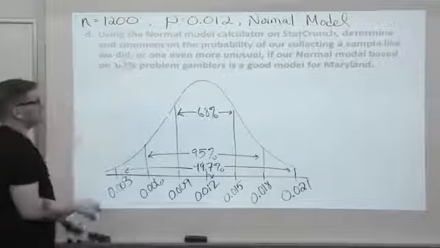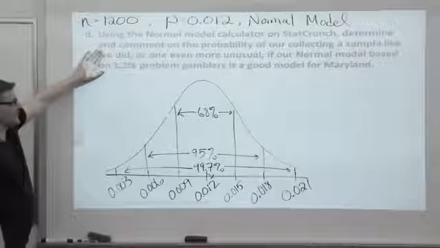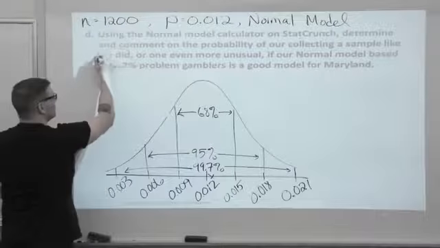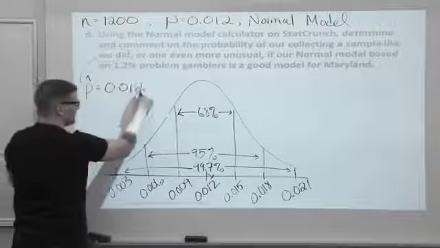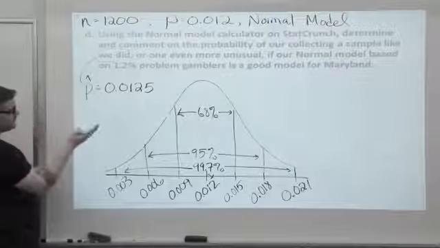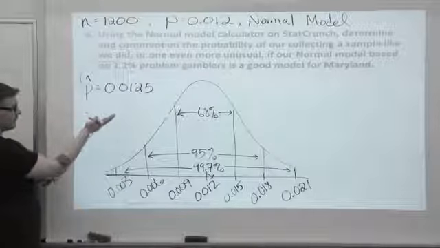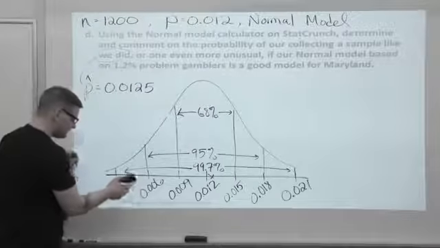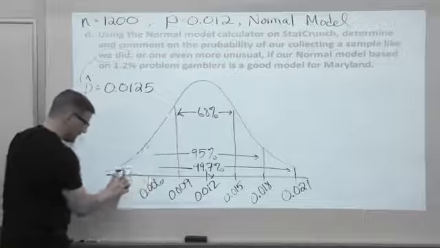Here it is: using the normal model calculator on StatCrunch, determine and comment on the probability of our collecting a sample like we did. What did we do? We did a p hat of 0.0125. That's what we did. Or one even more unusual, if our normal model, based on the 1.2% problem gamblers, is a good model for Maryland.